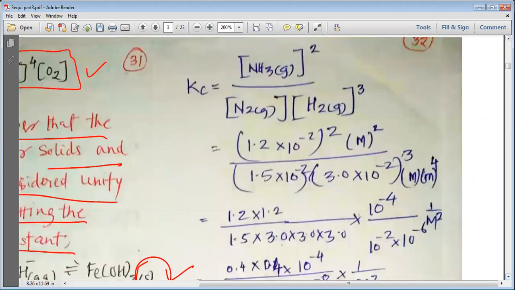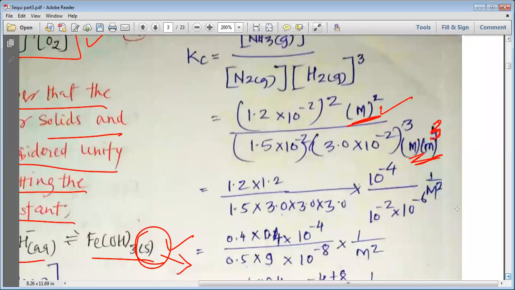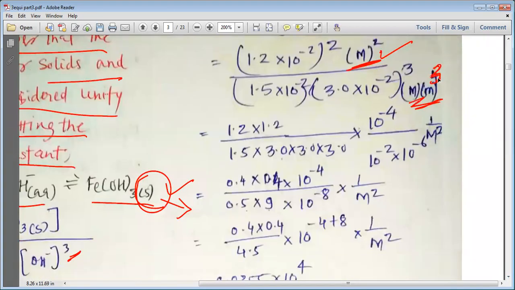Now we can put those values. Now please remember, don't forget to write their units. So 1.2 into 10 to the power minus 2 square, molar square, divided by 1.5 into 10 to the power minus 2 molar and 3.0 into 10 to the power minus 2 to the power 3. So here you will put power 3 total. So it is molar into molar to the power 3, my dear students. Overall you can write 4 for this. So this is the power 4 I have written for both of them.